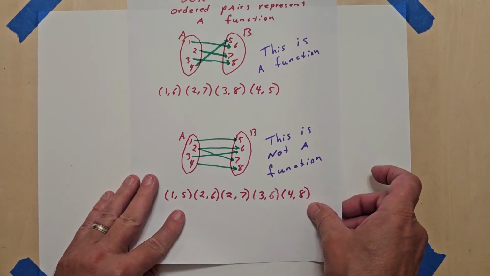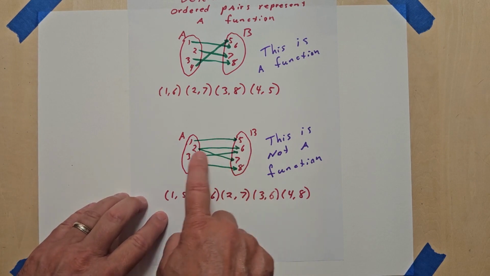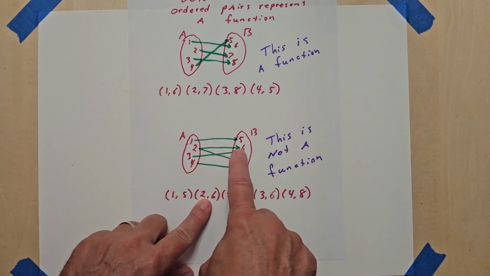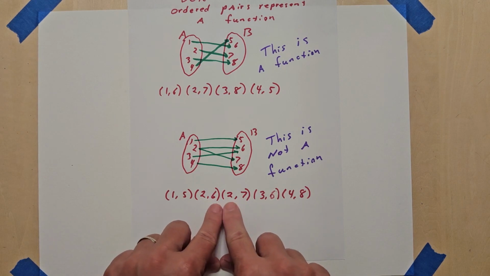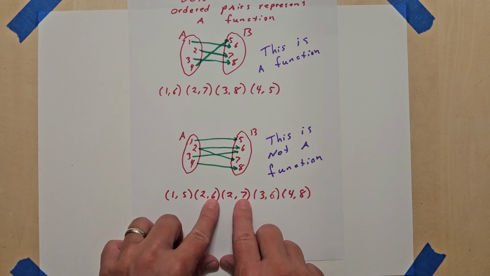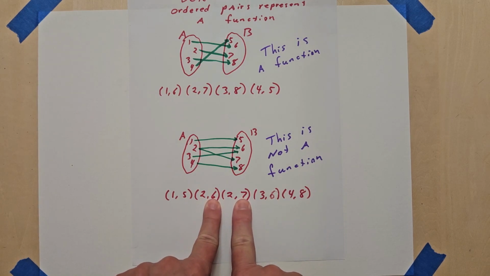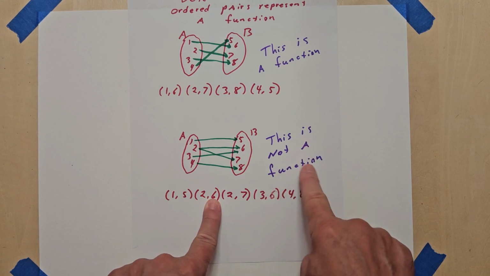Now here's another mapping. It starts out okay, we got the 1 and the 5. The 2 maps to the 6, but it also maps to the 7. So notice we have 2 ordered pairs with the same x value, but different y values. And that's the part that makes it not a function. That's when you say, no, this is not a function.